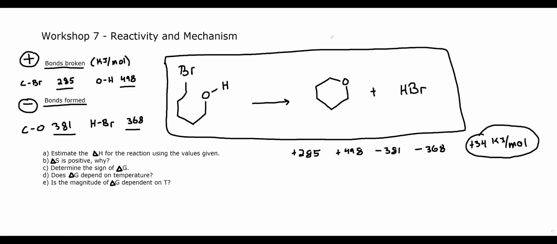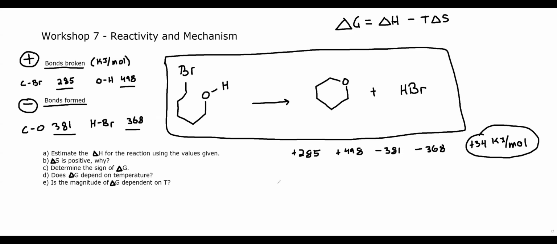Now, let me draw up top the equation we should remember, the big one. Delta G equals delta H minus T delta S. This is the Gibbs free energy. We have our enthalpy part of the equation, the delta H, and we have the entropy part of the equation, T delta S. Okay. So now this question is regarding the delta S, the entropy. It says delta S entropy is positive. Why?